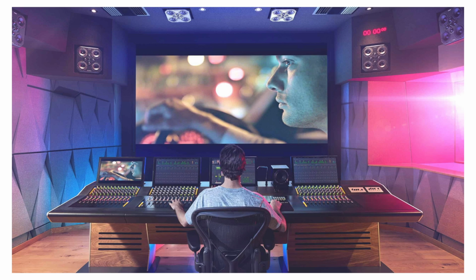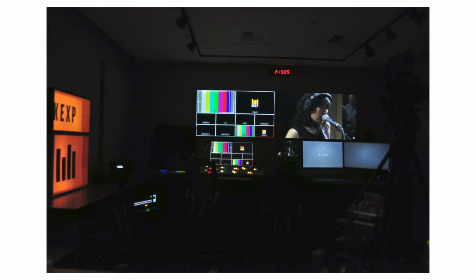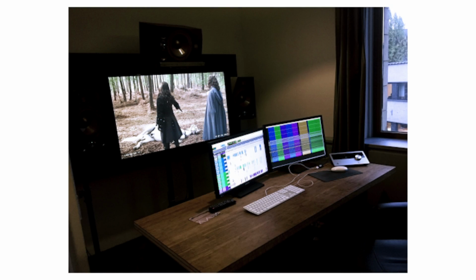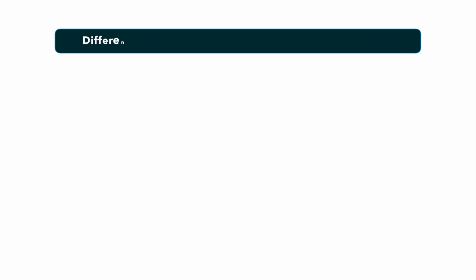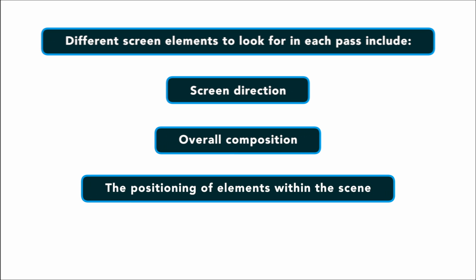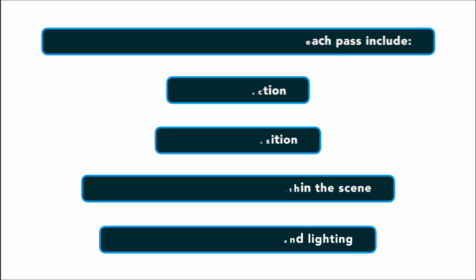One method that helps the editor look for these errors is to watch through the edit in multiple passes, with each pass focused on a different aspect of the scene's visual elements. Because if you're looking at one section of the screen or the other each pass, you're more likely to spot a problem than trying to take the whole thing in. Different screen elements to look for in each pass include screen direction, overall composition, the positioning of elements within the scene, use of objects, movement, and the lighting.